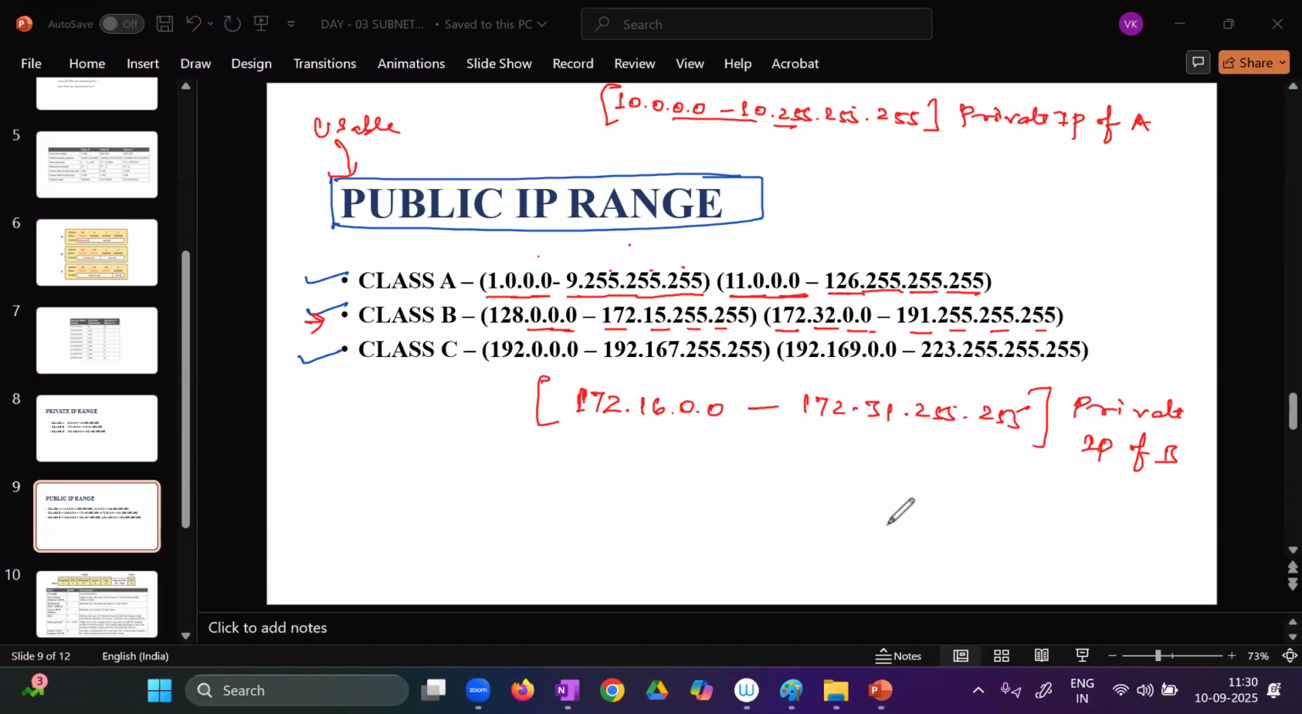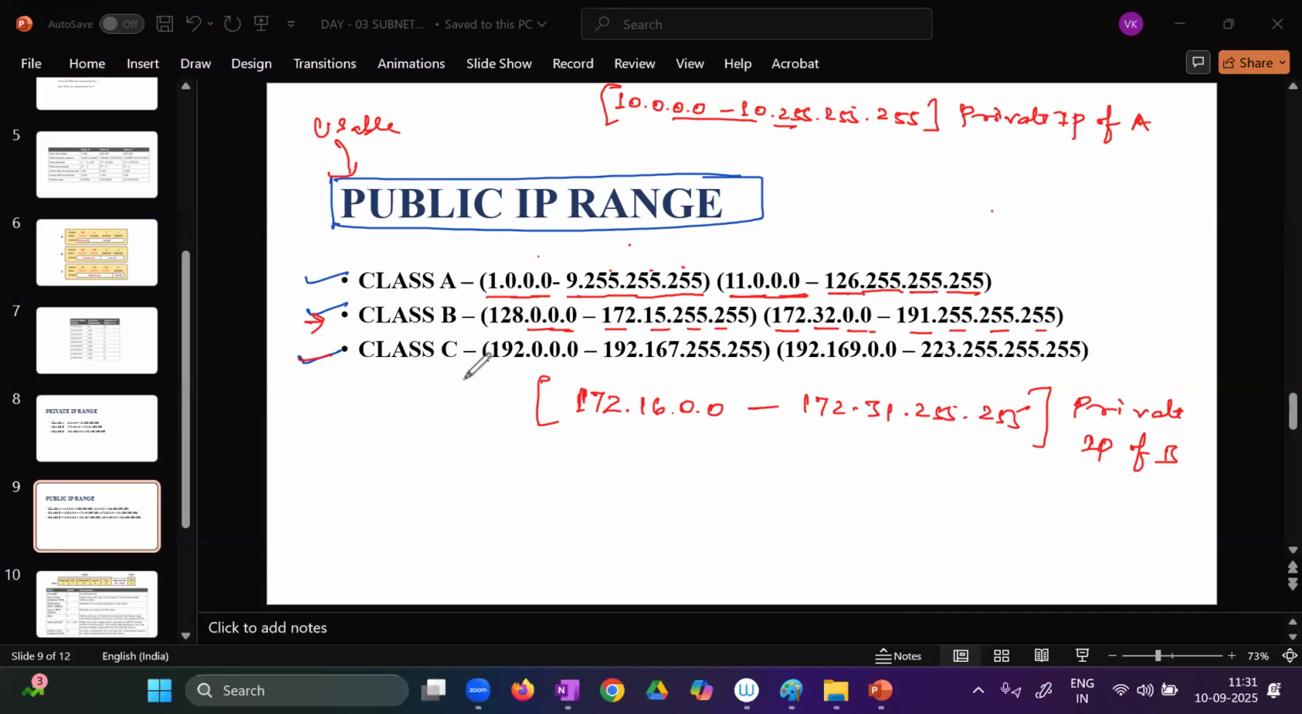It is fixed, no? You want to know why it is not 255 in the second octet? No, no, we will come to that part. Wait, we'll come to that part. Why is it not 255 in the second octet? Because it is fixed. In each class, there are certain ranges and certain conditions also. Till here it is clear?